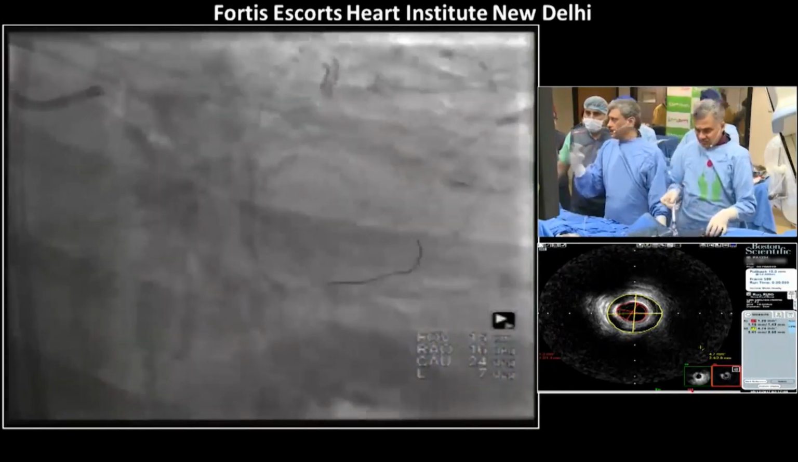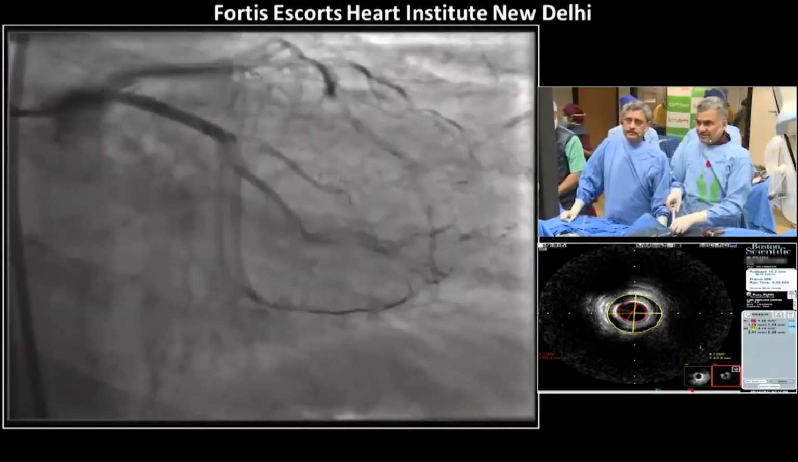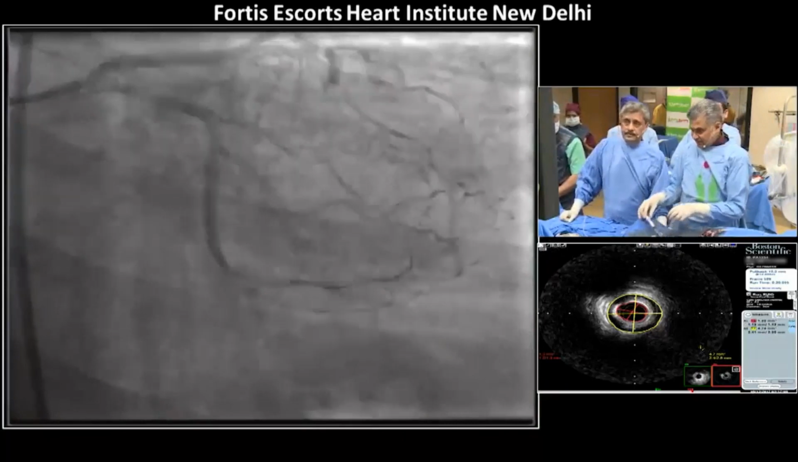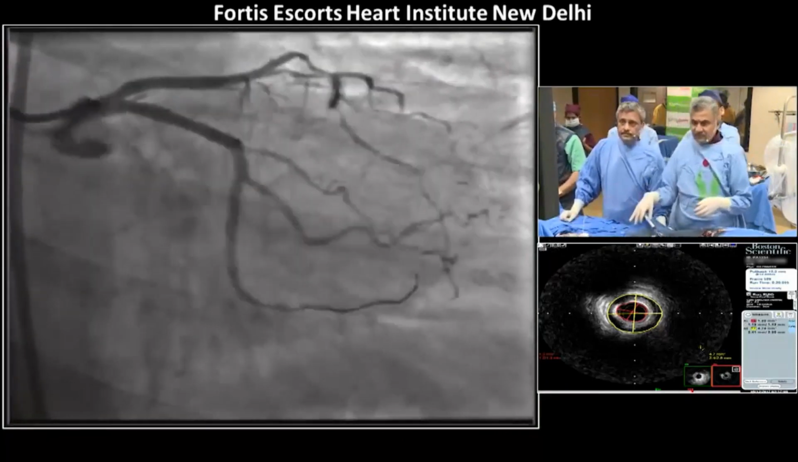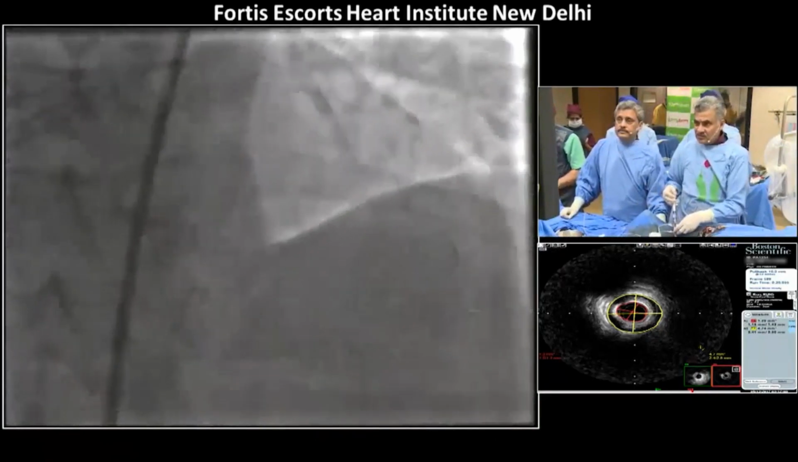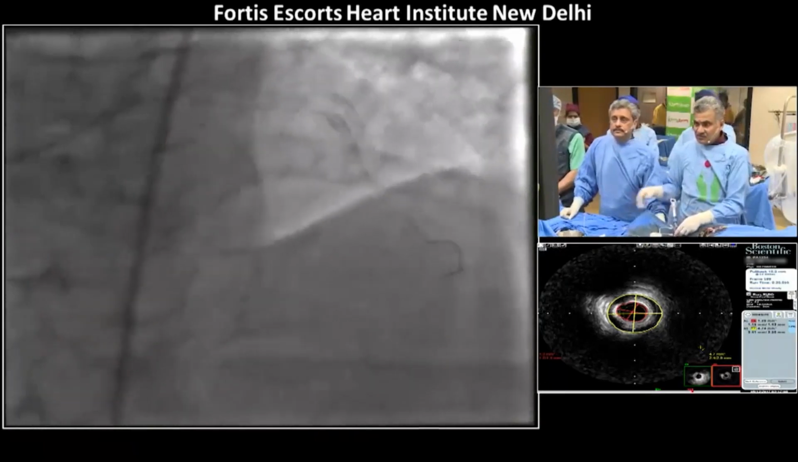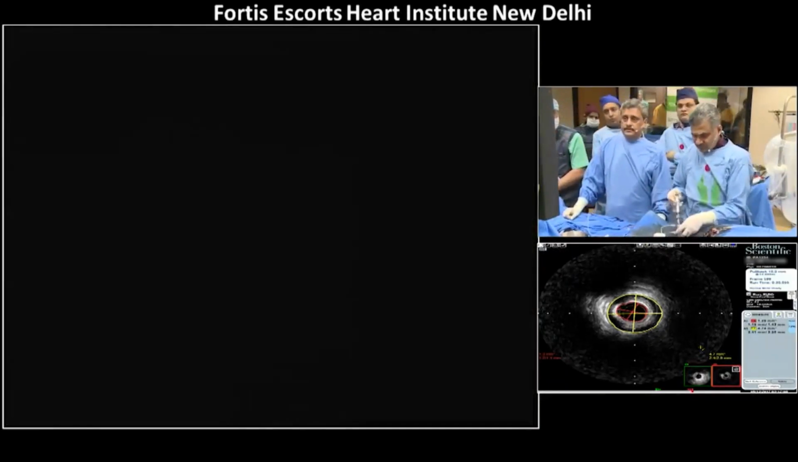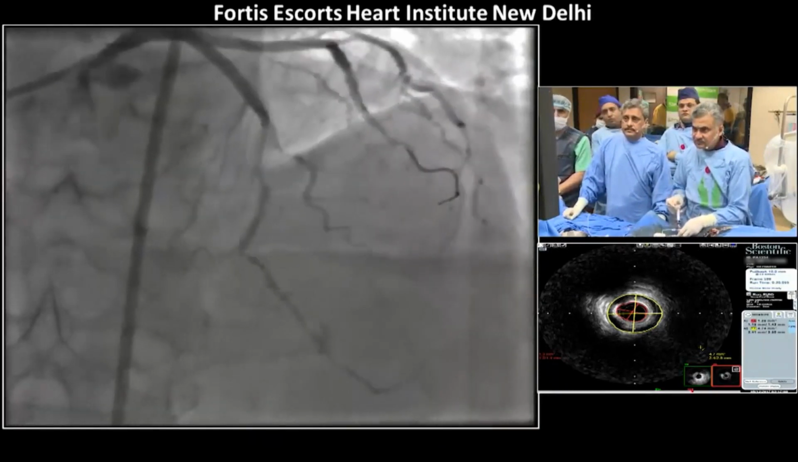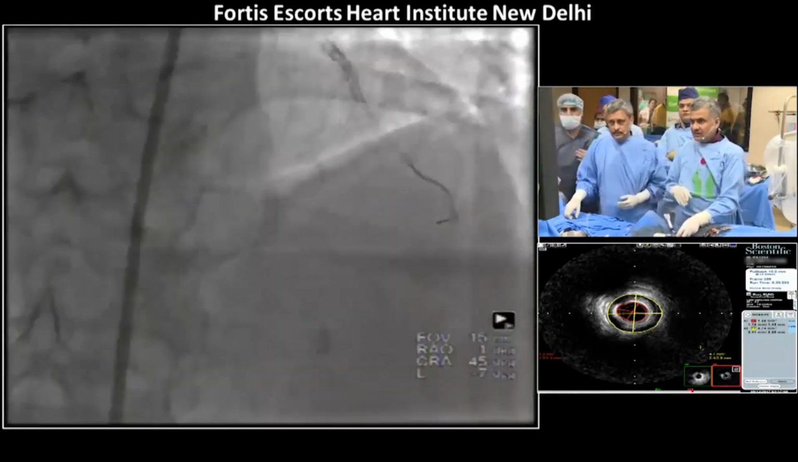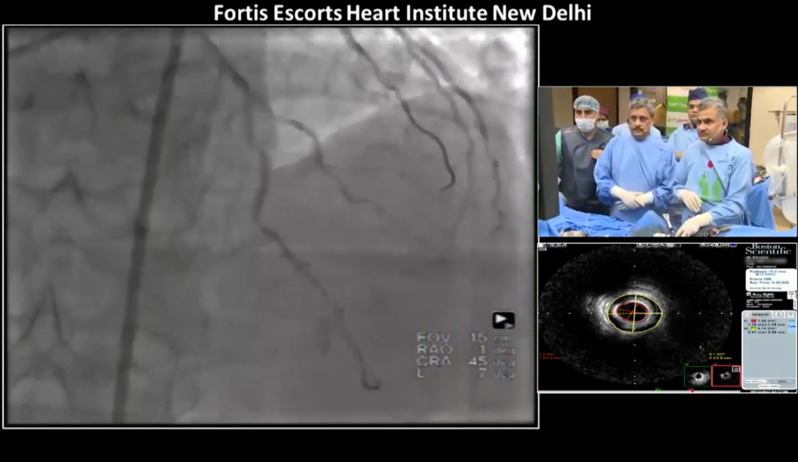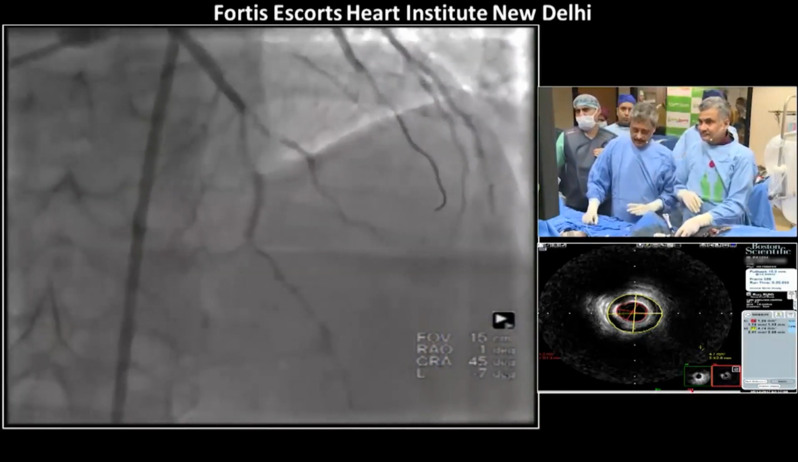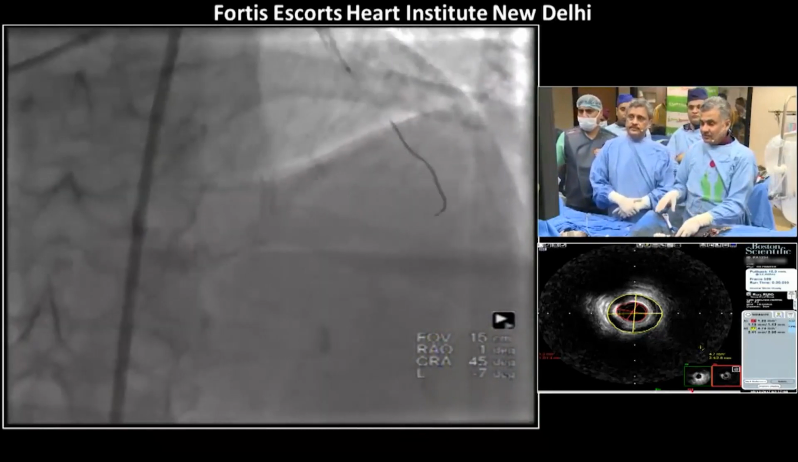It looks good. Now let us see the LED. It's a diffusely diseased vessel till distal, till the apex. Yeah, it's an important territory.